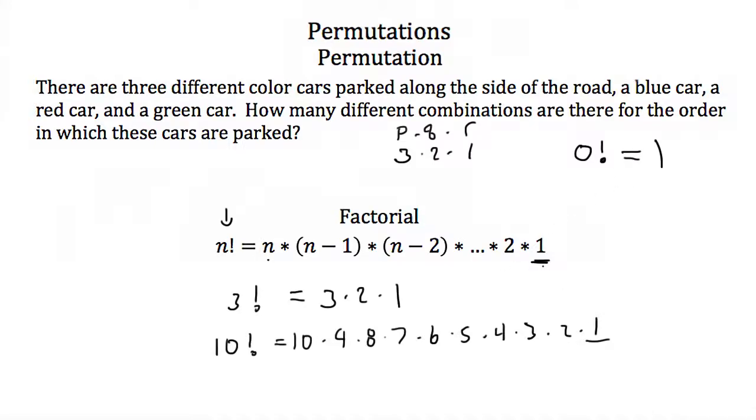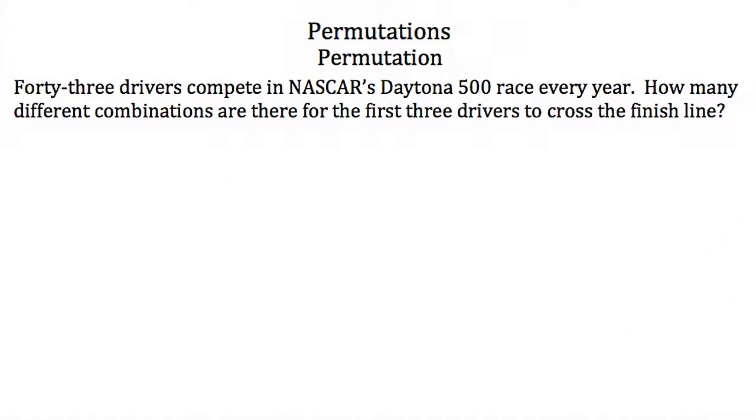Now, permutations don't always have to use every available choice. Here we're told that 43 drivers compete in NASCAR's Daytona 500 race each year. So how many different combinations are there for the first 3 drivers to cross the finish line? Well, whoever comes in first place, that's 1 out of 43 drivers. So there are 43 different possibilities for the winner of the Daytona 500.